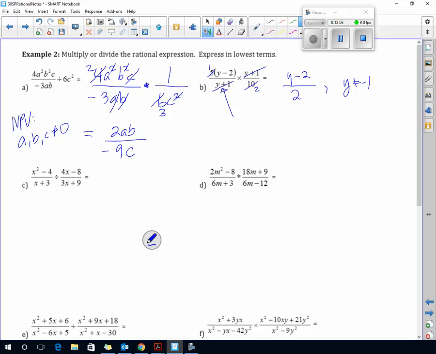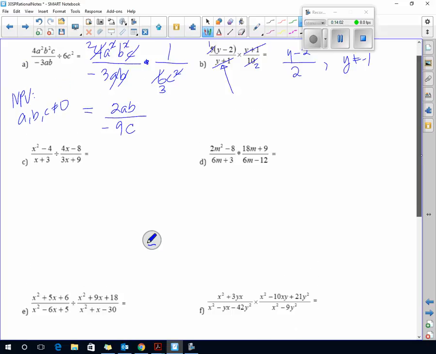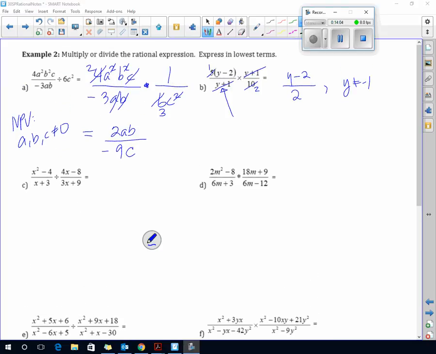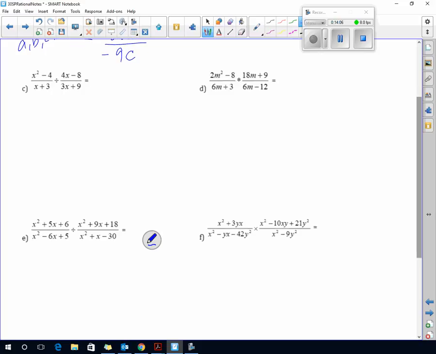Let's rewrite as multiplication. So x squared minus 4 over x plus 3 times 3x plus 9 over 4x minus 8. Who wants to cancel something right now? Okay, so what do you want to do here? We can't do anything, so we're done? You should always simplify before you multiply.